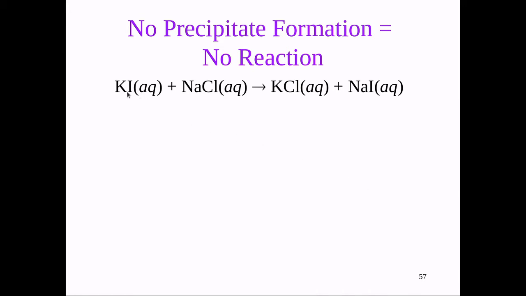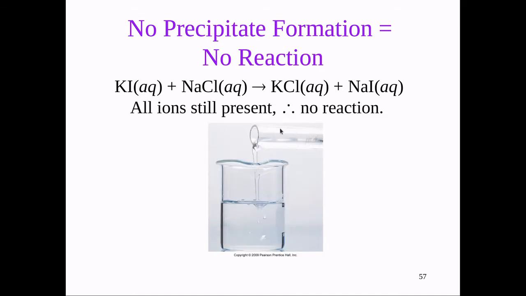If we consider the reaction between potassium iodide and sodium chloride, we form two soluble compounds, potassium chloride and sodium iodide. In this situation, when we mix the two liquids together, we don't get any precipitate forming.